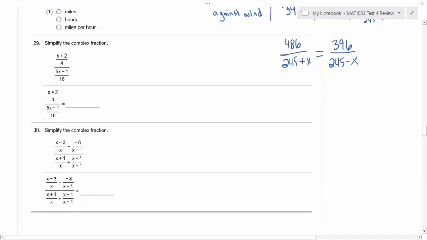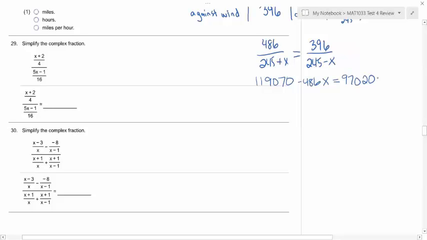Okay. So 486 times 245. I got 119,070. Yes. 119,070. Okay. Minus 486x equals, and then 396 times 245 is 97,020, plus 396x. Okay. So now let's subtract, or which way did you do it?